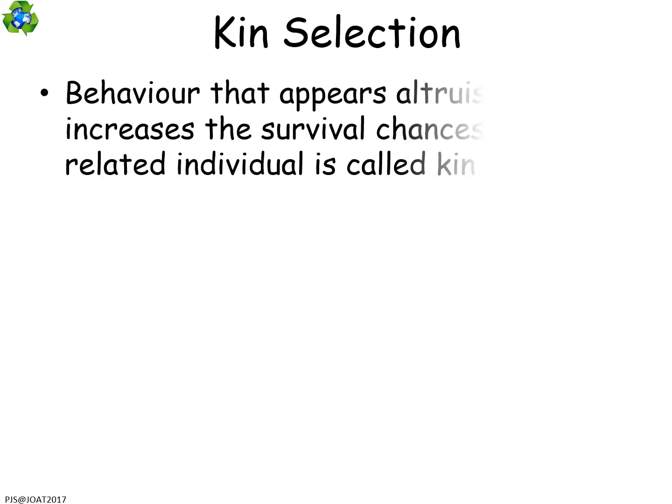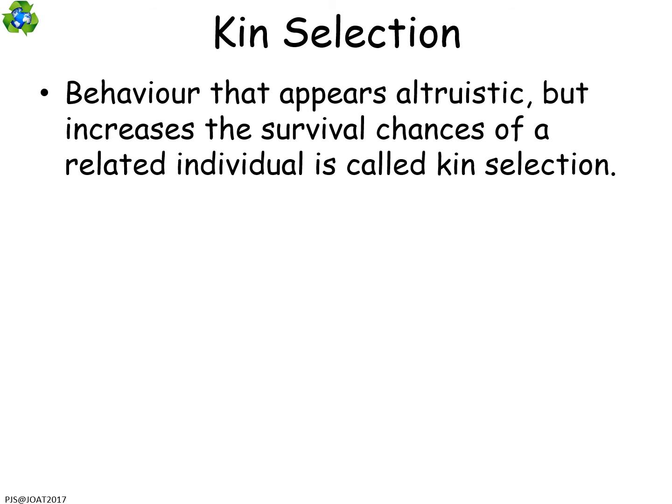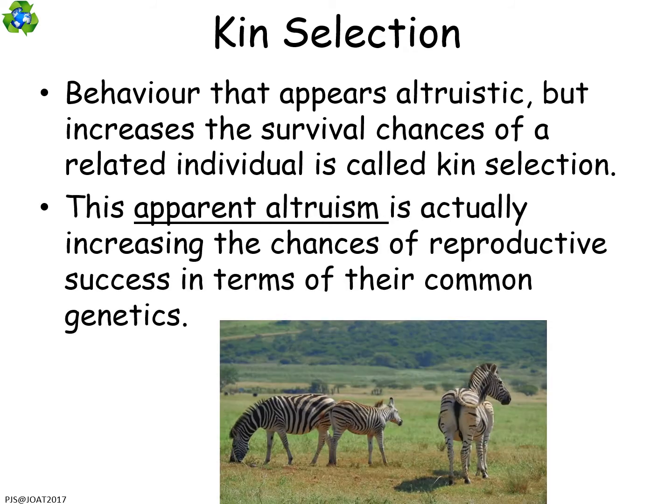So in altruistic behaviour, quite often you see this happening, but it's actually not about just what you're doing, it's who you're doing it for. So if it's a related individual that is being helped, then this also increases the survival chances of your shared genetic inheritance. This is called kin selection. So it is altruistic in some ways. It is also arguing that it's actually about the common genetics. So you could have groups of closely related animals that will all look after each other because they're closely related.